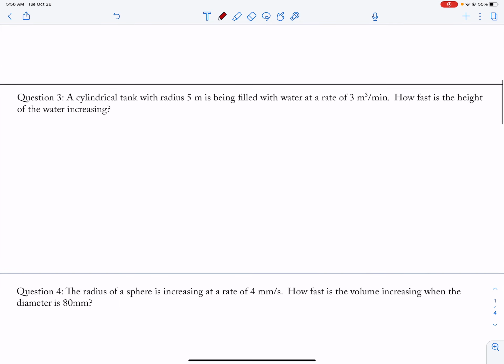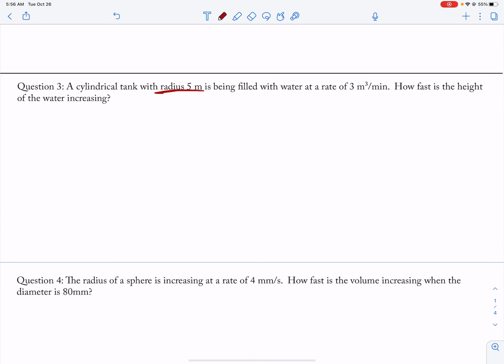Okay. Here, radius is 5. It's a cylindrical tank. Volume is 3 cubic meters per minute. So volume of a cylinder is pi r squared h. Remember our steps. I find the equation, then I take the derivative implicitly. I don't plug in until I take the derivative implicitly. So I have my pi, he'll just hang out on the outside. I have product rule between r squared and h. So h times 2r dr dt plus r squared times 1 dh dt.